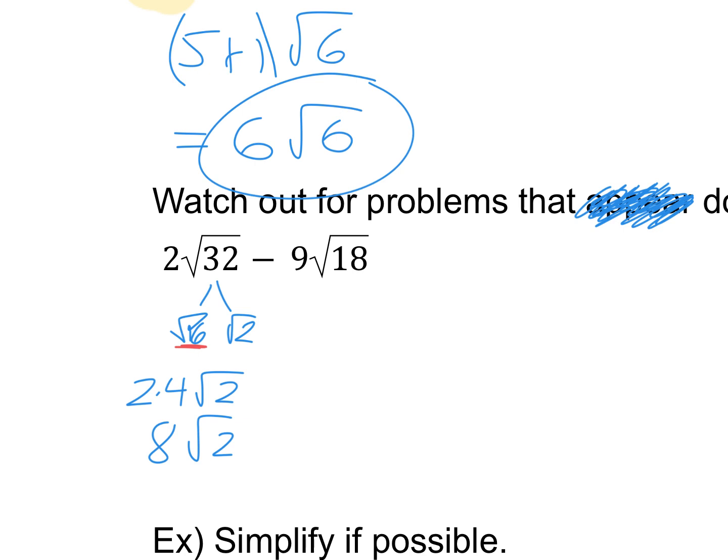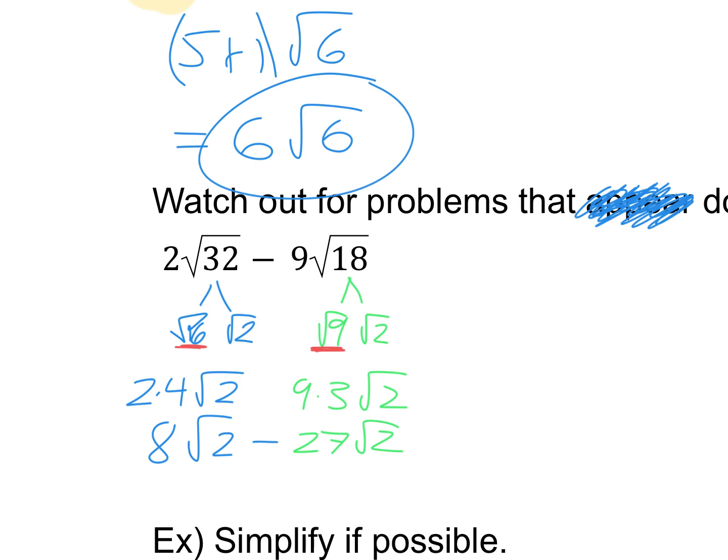Similarly, with 9 square roots of 18, I can break down the square root of 18 into the square root of 9 and the square root of 2. Once again, I have a perfect square, so square root of 9 equals 3. So I can pull out a 3. And so 9 times 3 times the square root of 2 would simplify to 27 square roots of 2. And my operation in front of the 9 was a minus sign. So I bring that down.